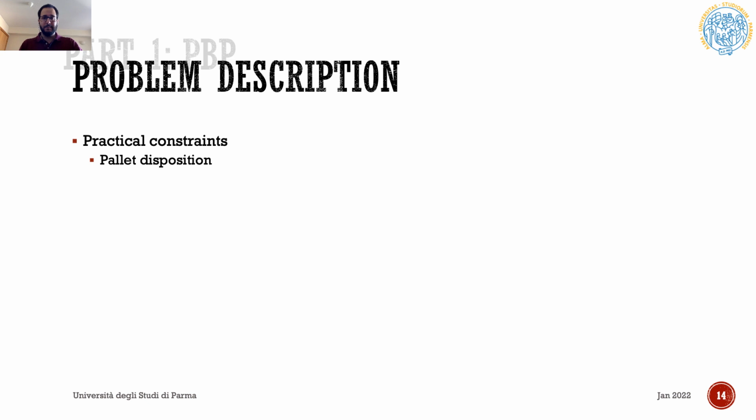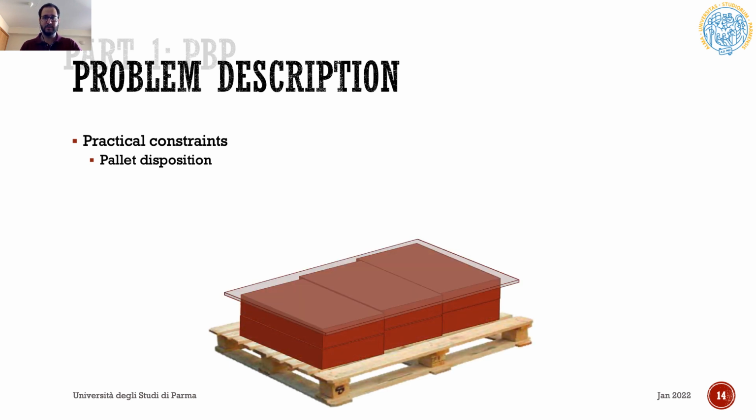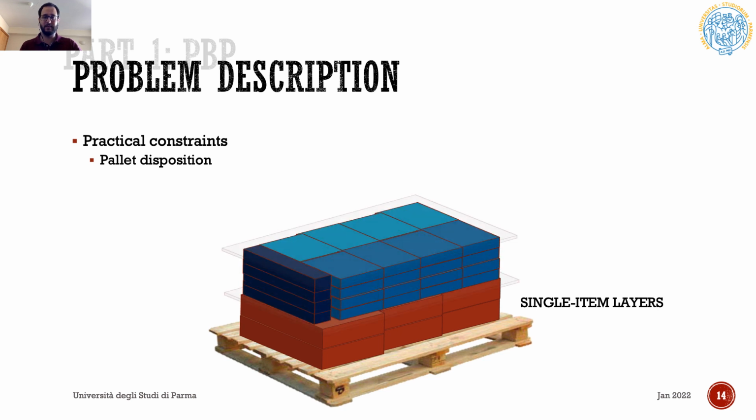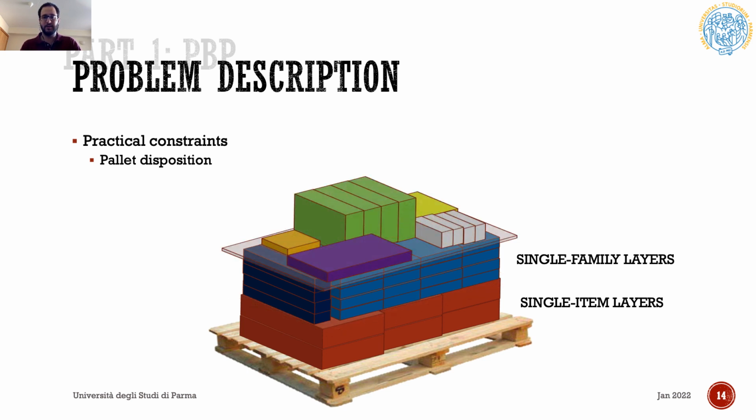Finally, the types of layers define the pallet disposition. The first part is formed by the most stable layers, the single item layers. Next, layers composed by different types but the same family, the single family layers. Last, one layer to close the pallet, the special residual layer.